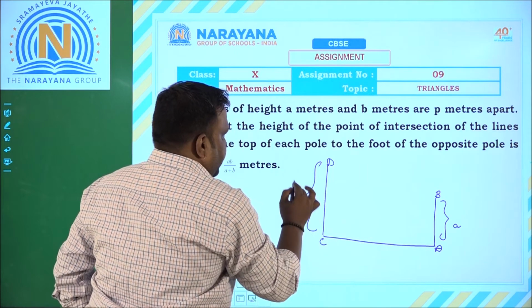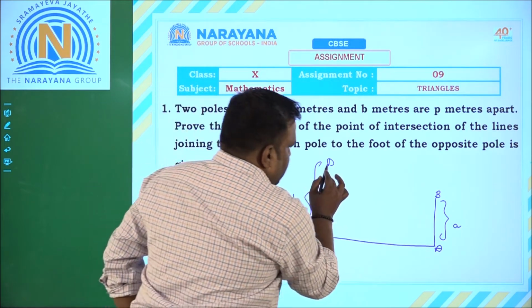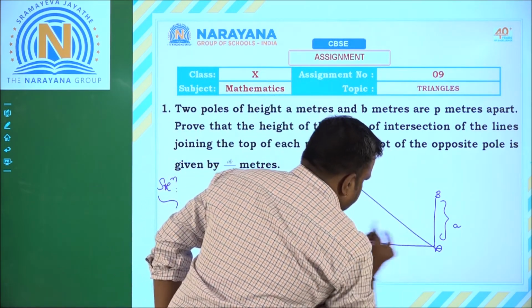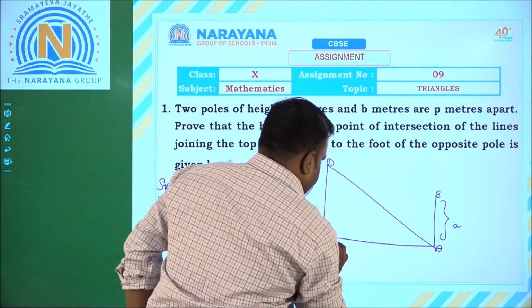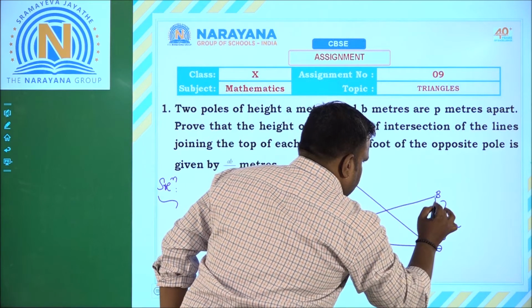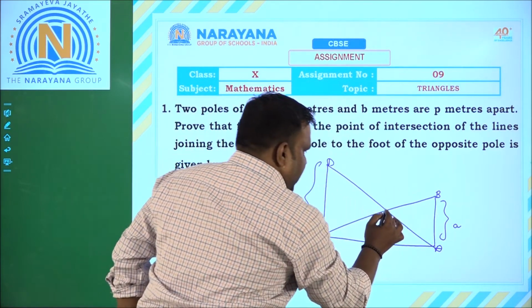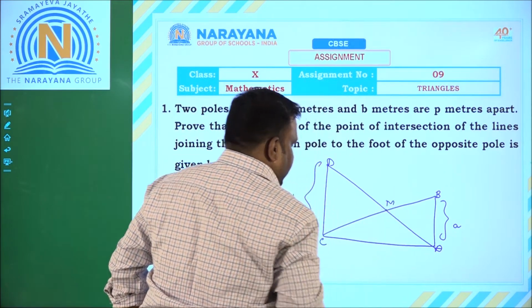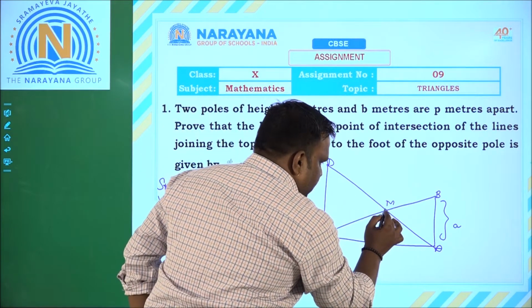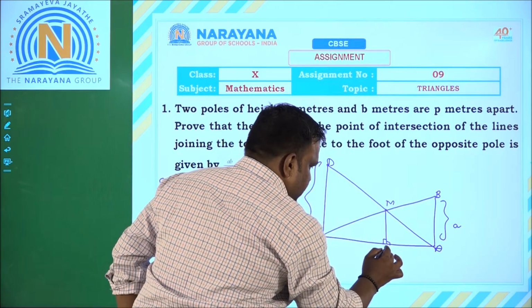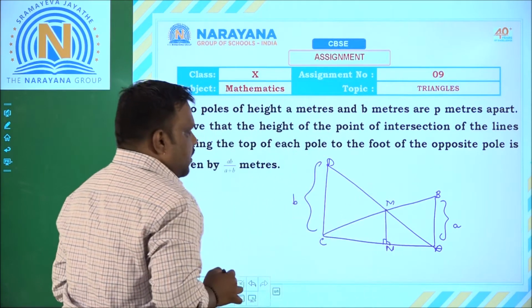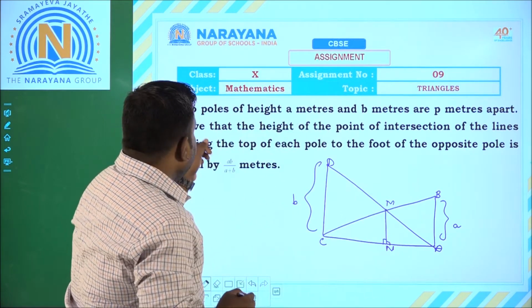of height B meters. Now, this is the line joining the top of the pole to the foot of the opposite pole. In a similar manner for these two, and both these lines are meeting at a point. Let us name it as M. Now, from M, draw one perpendicular onto the AC part. Name it as N.